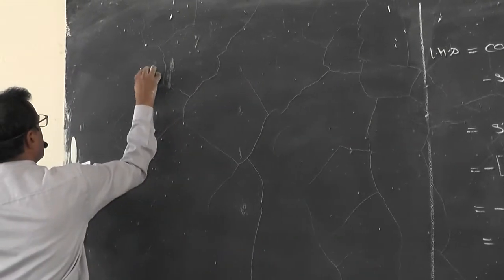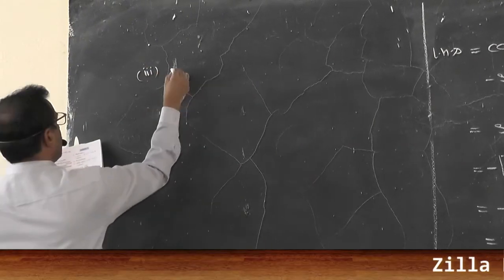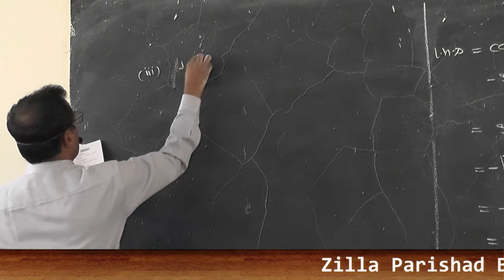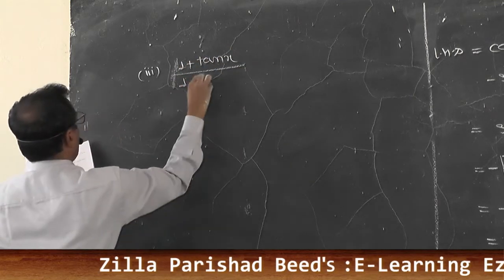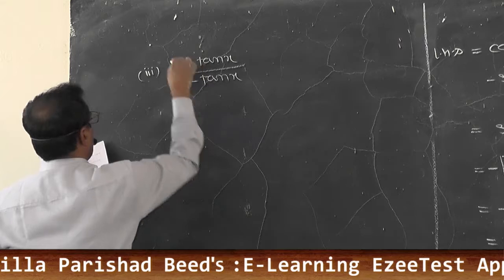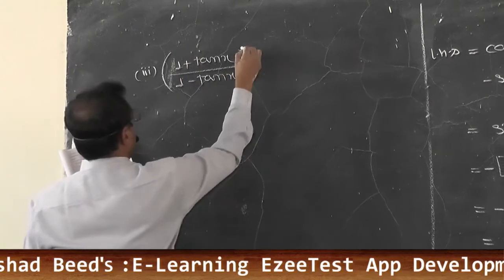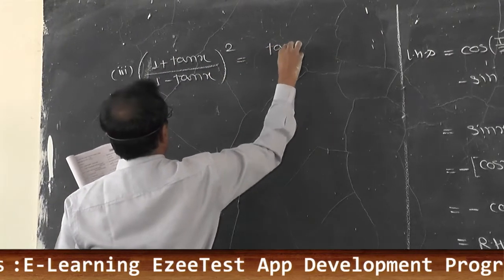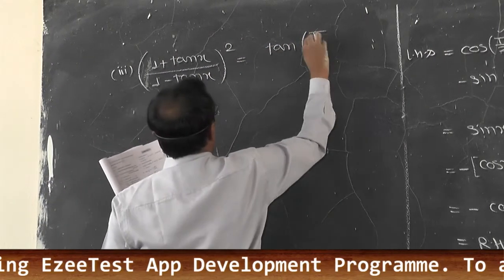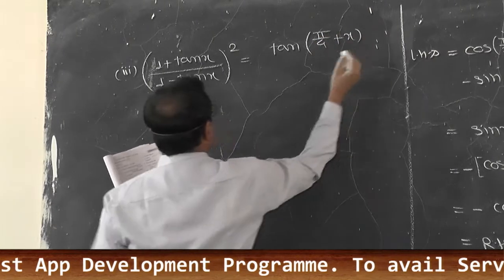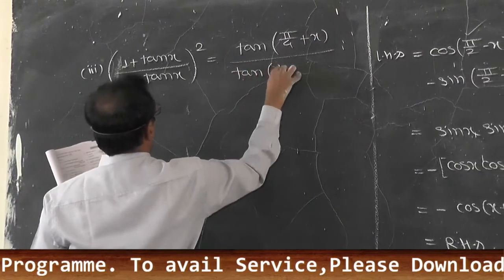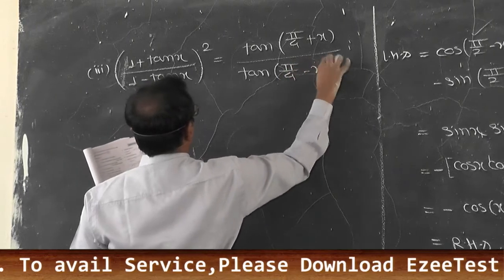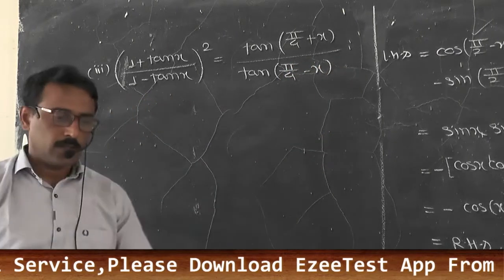Suppose, for the sake of convenience, I take the third one. In that third, it is written: 1 plus tan x upon 1 minus tan x, total bracket square, is equal to tan of pi by 4 plus x divided by tan of pi by 4 minus x.